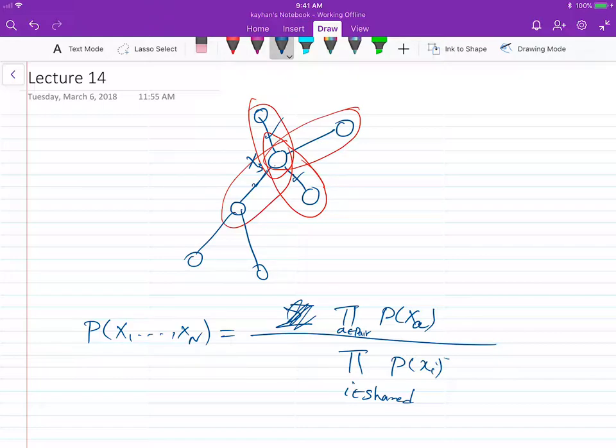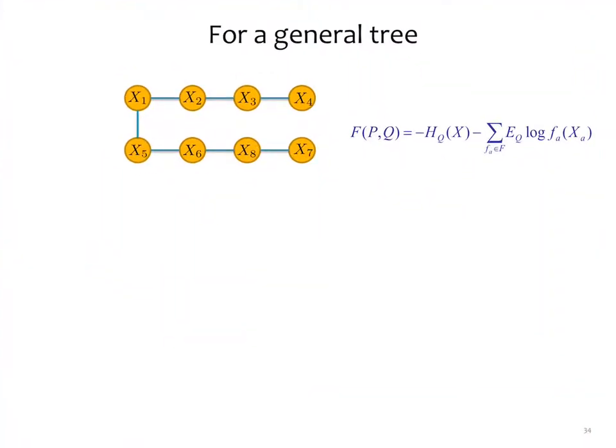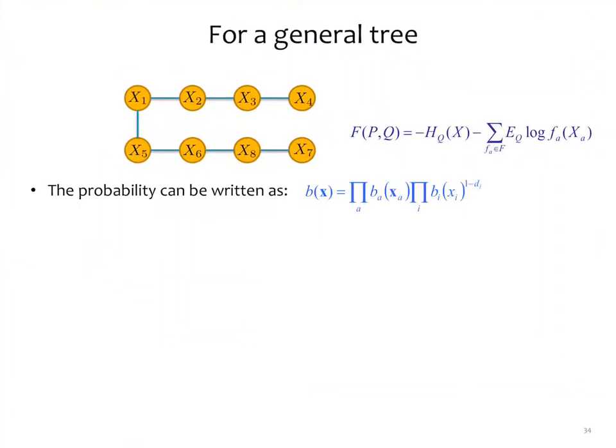Because the terms at the end are not going to get repeated again. The degree of these terms is one, so you won't see them again. The ones that are shared are the ones we are going to see. So for a general graph, the way it looks is as follows.